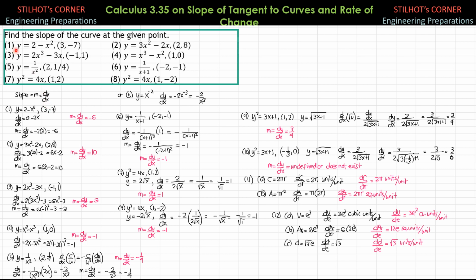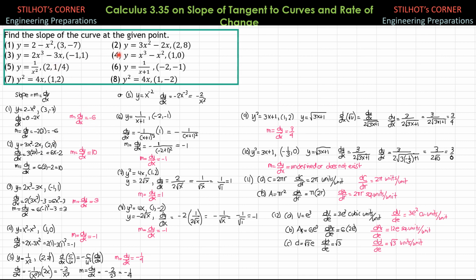So for number 1, the derivative of y with respect to x is, the derivative of a constant is 0, and this is negative 2x. So dy/dx is 0 minus 2x. So m = dy/dx is negative 2 times x1, and x is 3. Therefore, the slope is negative 6.